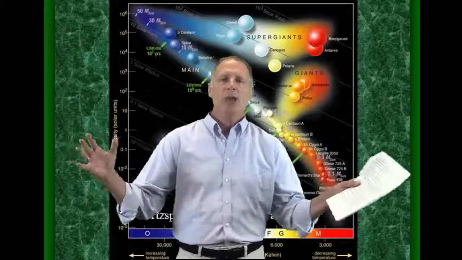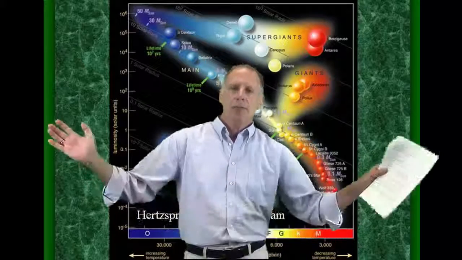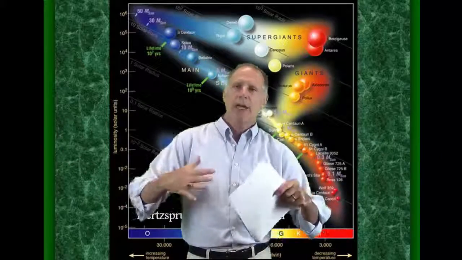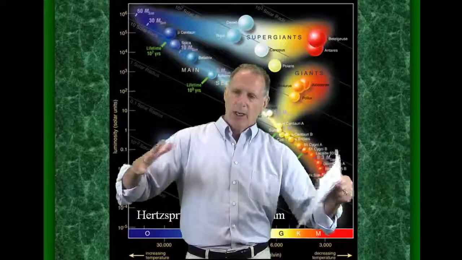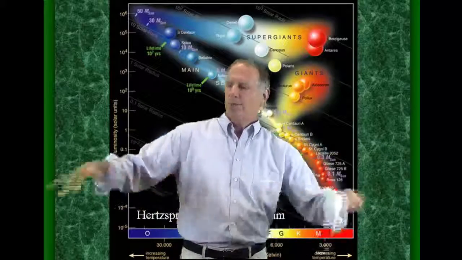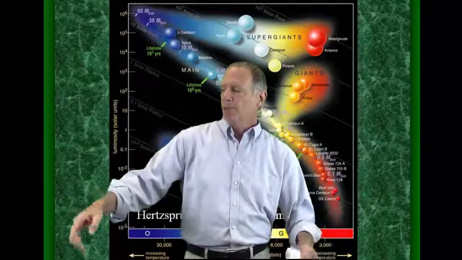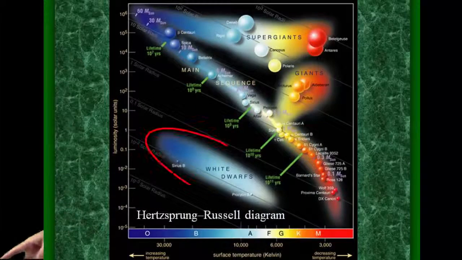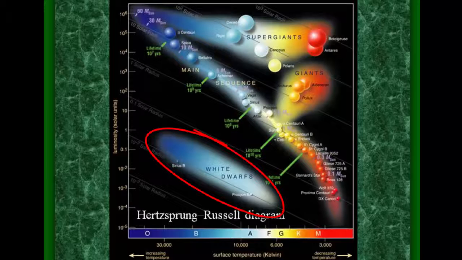And towards the end of its life, the outer parts of the star, which have puffed up, are going to be sloughed off and sent into space, and you're going to be left over with a white dwarf. And let me talk about the differences between white dwarfs on this diagram.